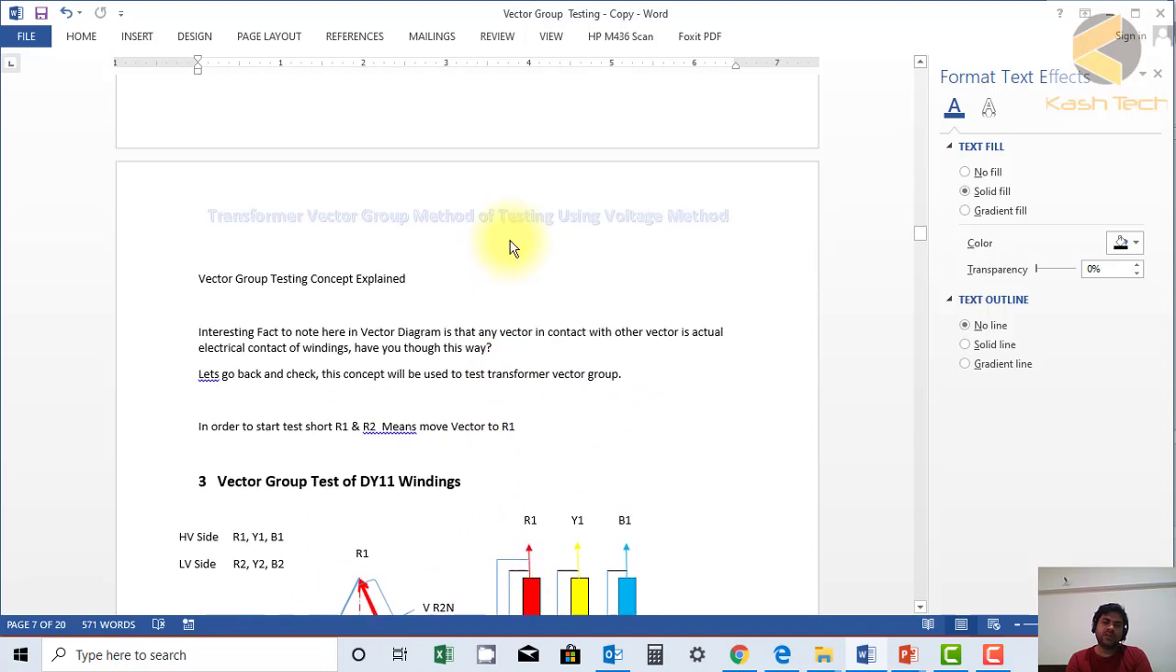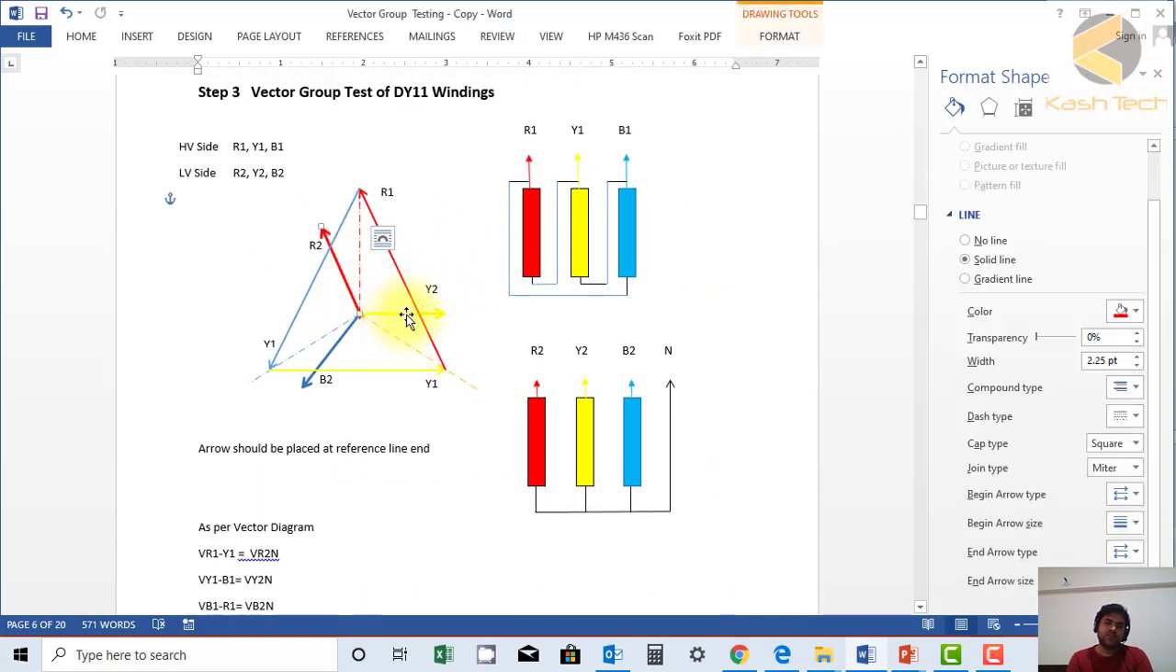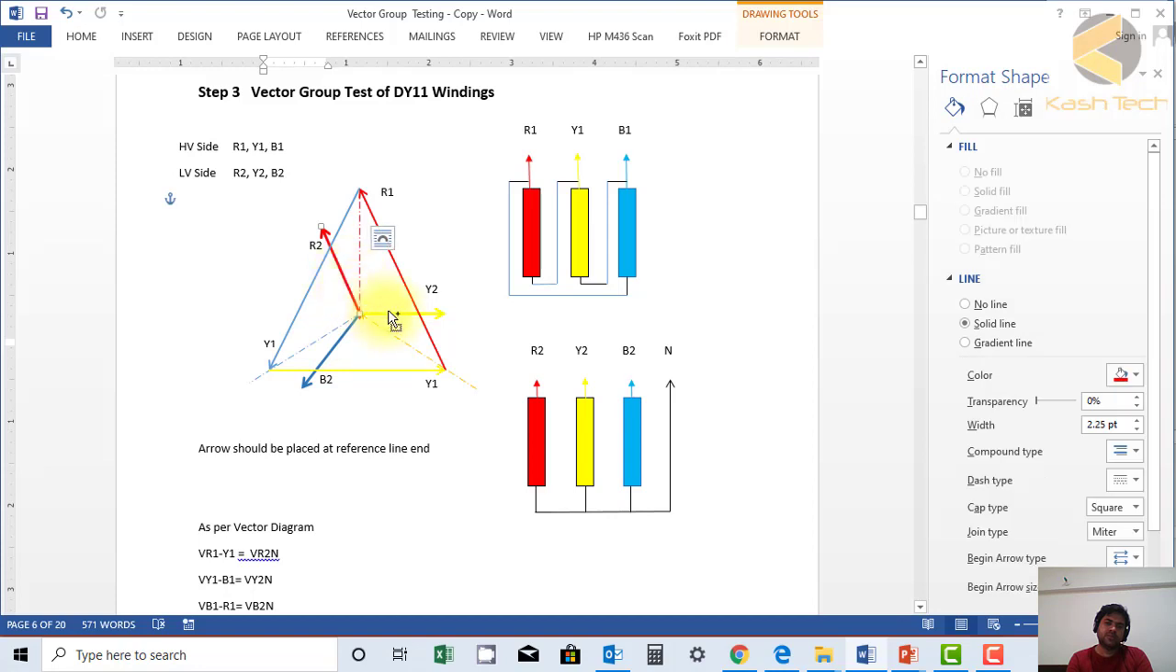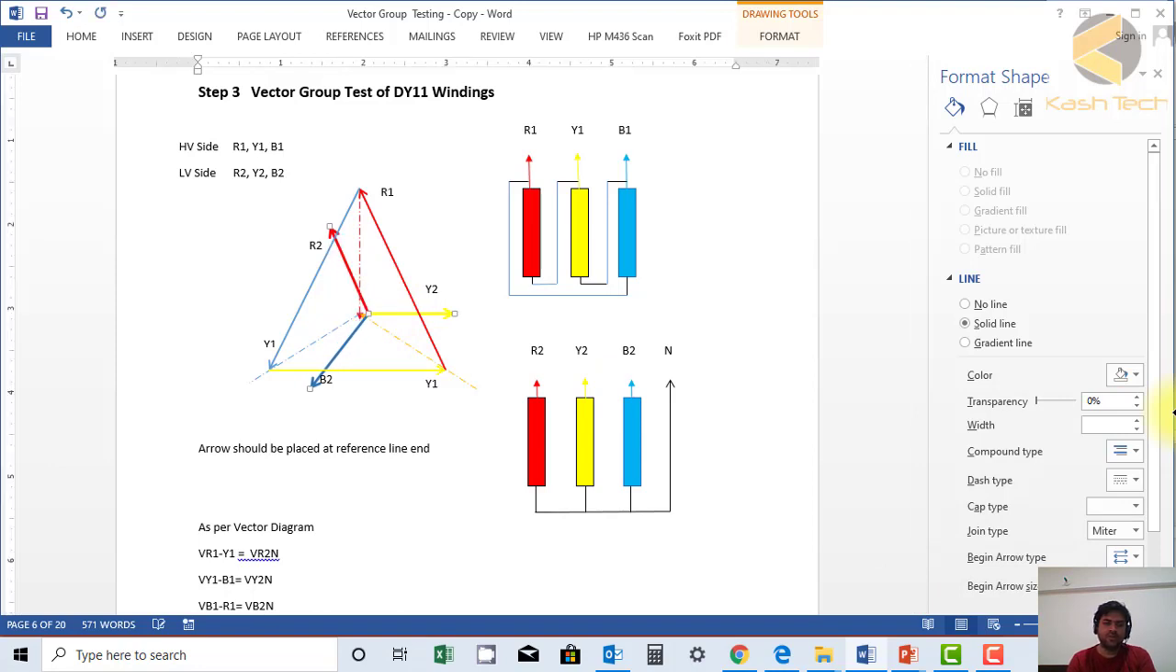So you have to take this star and you need to join with the delta. So I will move it up. So it means here that I have joined the head of delta with the head of star red phase, which simply means that I have done the electrical connection of these two windings. So okay, now again it's very simple.